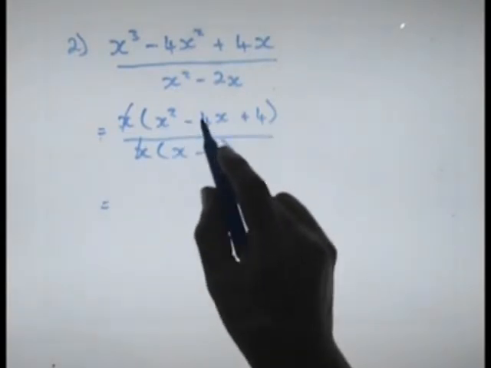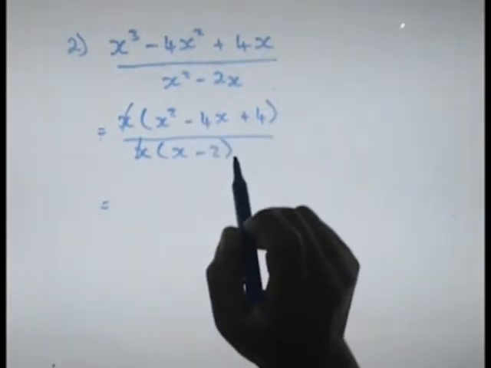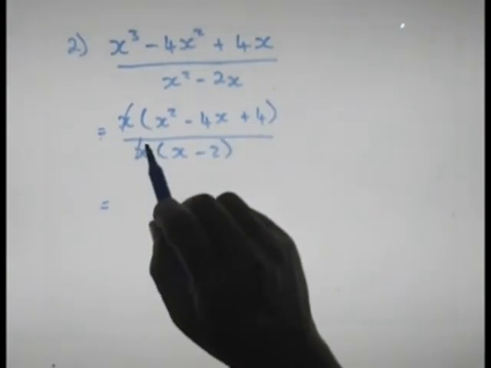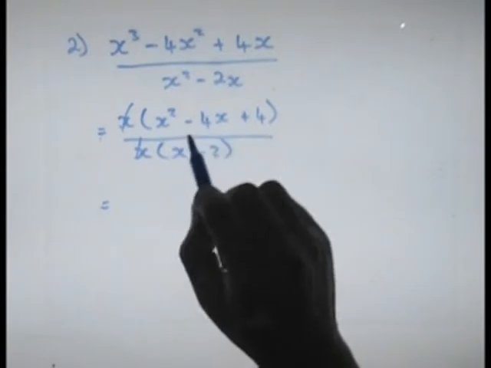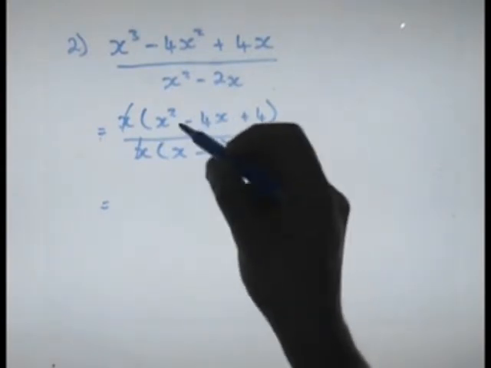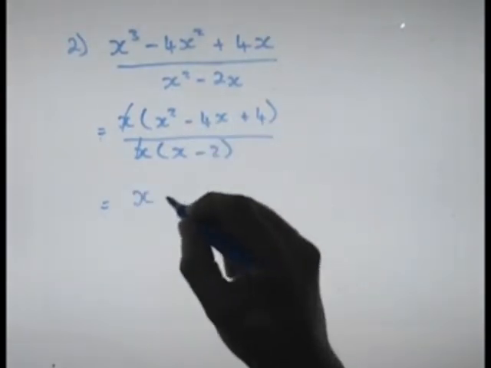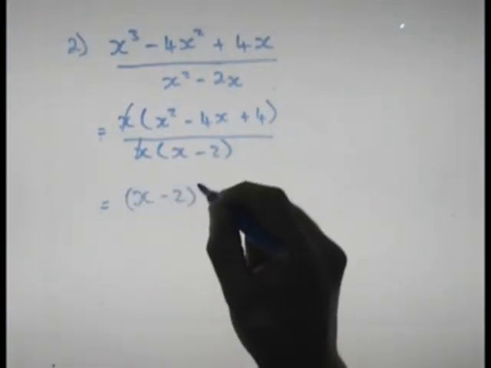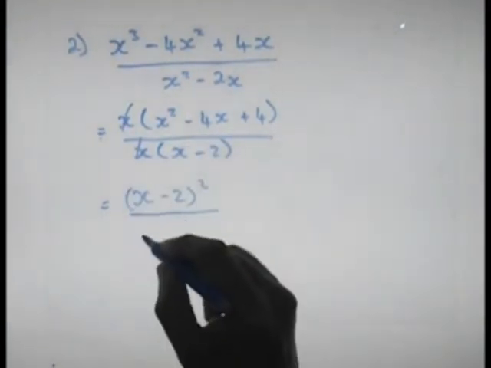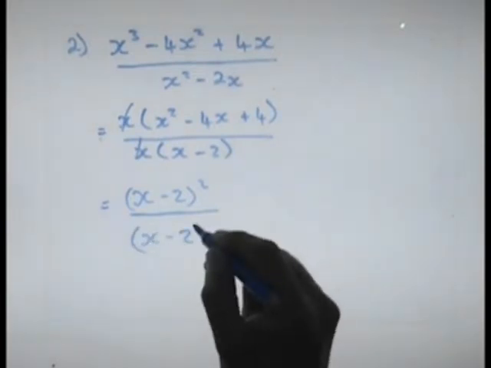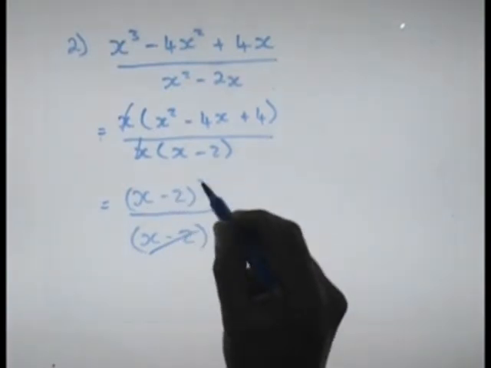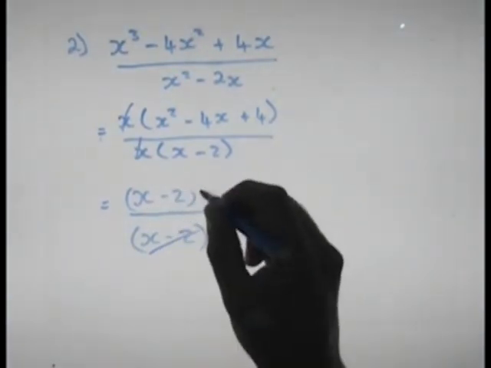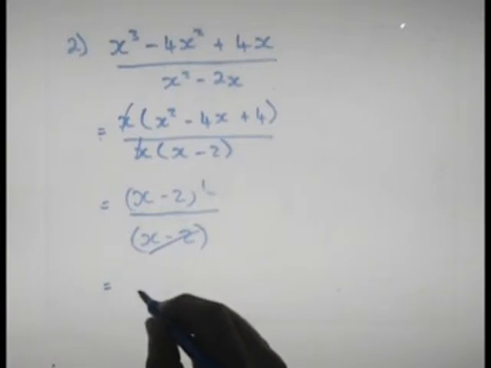That leaves us with x squared minus 4x plus 4. Once you've taken out a common factor, then a good idea would be to try and factorize as far as possible. This can factorize into x minus 2 squared divided by x minus 2. One x minus 2 at the bottom will cancel with one x minus 2 at the top to make that x minus 2 to the power 1, which is our answer.